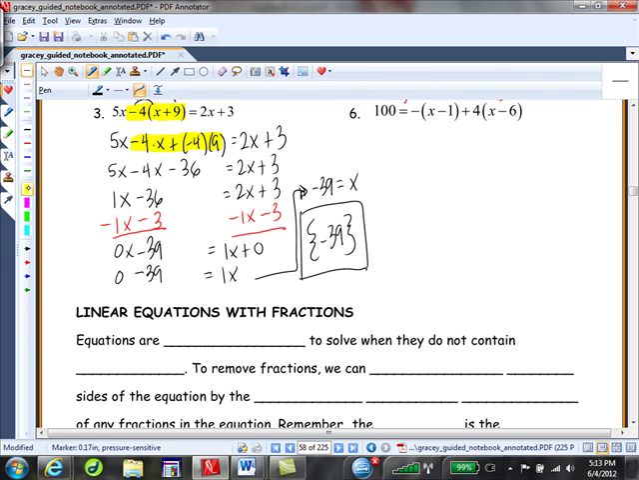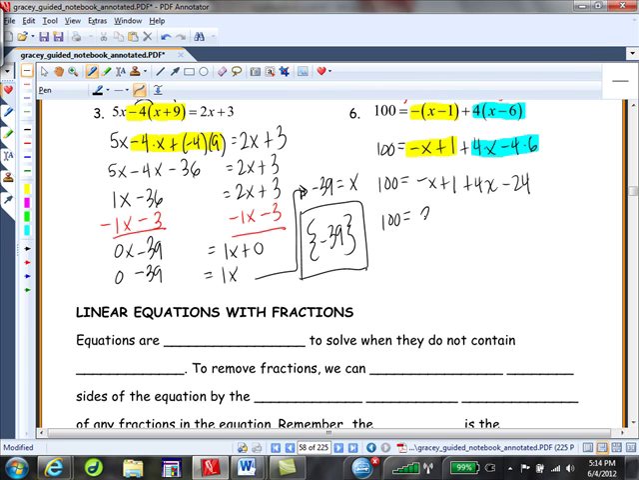Okay, so here's number 6 on that example. We've got 2 cases on the right side where we're going to need to use the distributive law. So we'll get 100 equals, we're going to get negative x minus a negative 1 is plus 1, and then plus 4 times x minus 4 times 6. Here's the end result of the yellow, and here's the blue. So we'll get 100 equals negative x plus 1 plus 4x minus 24.